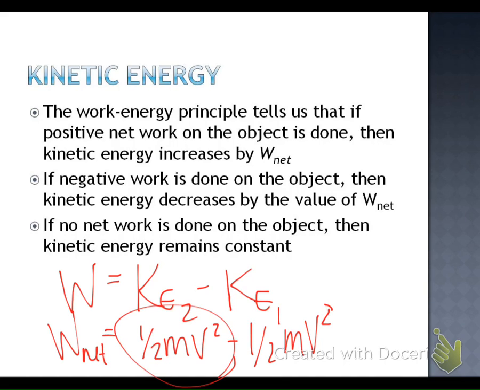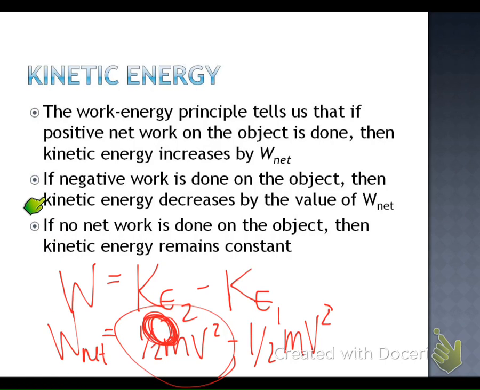If I have a point where it comes to a stop, my speed must then be what? At my second point, if it comes to a stop, my speed would be 0, which would make my kinetic energy 0. So if I take 0 minus some number for kinetic energy, my net work must be negative. That's this second scenario here.